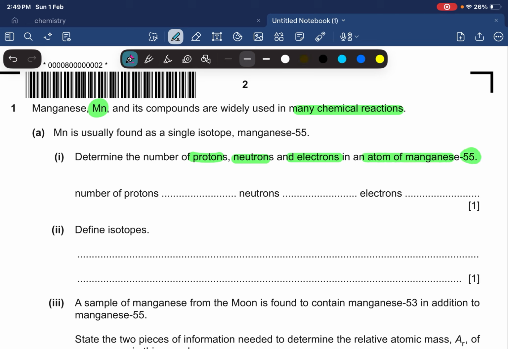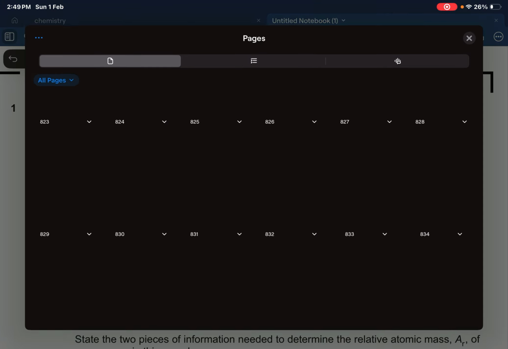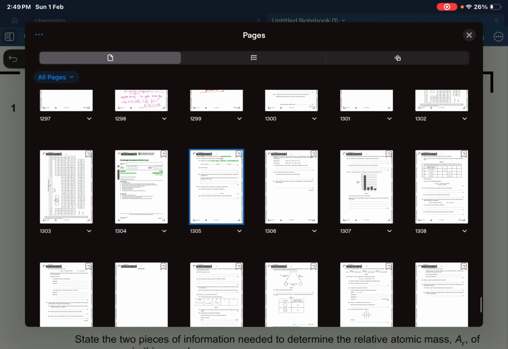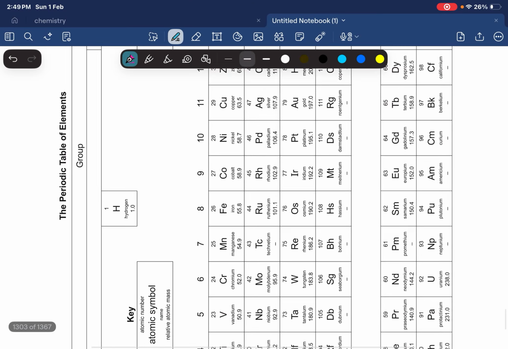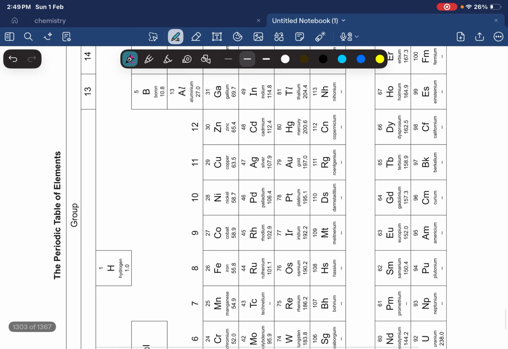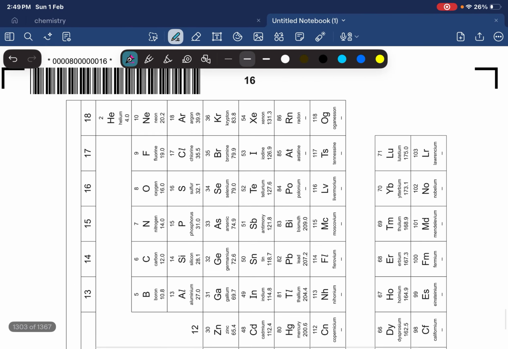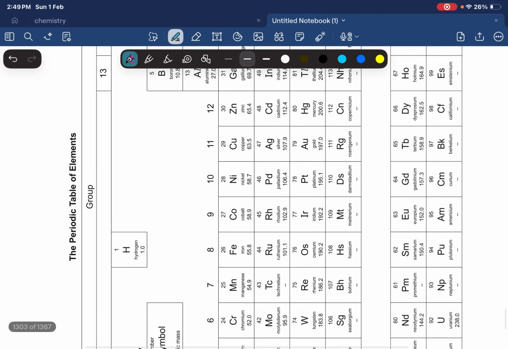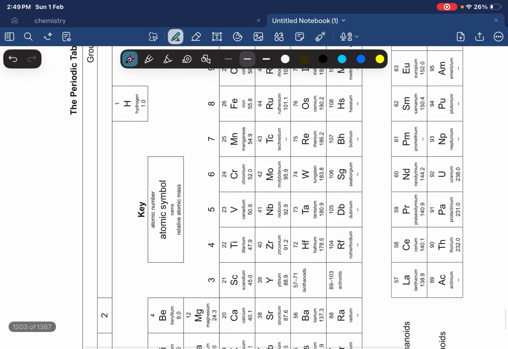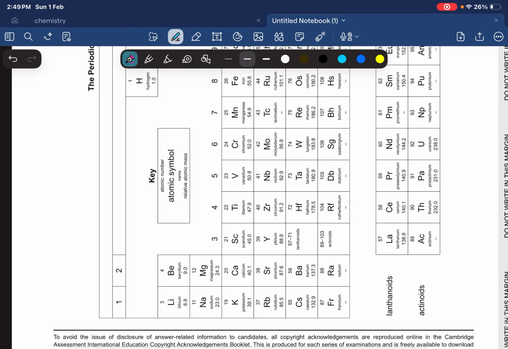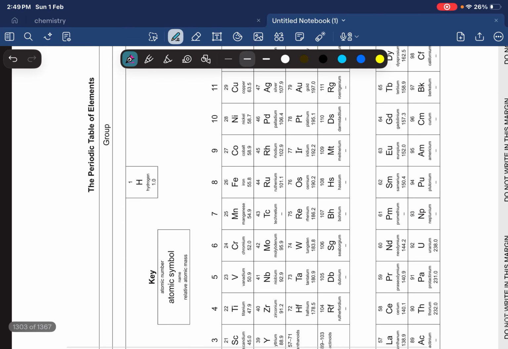So the number of protons is going to be determined from the periodic table. We got to go to the periodic table and check the number of protons. So where is Mn 55? 55 we're looking for, and we're looking for Mn. So we got to find it in the periodic table. So where is Mn? This is Mn. So over here it's written 25. So 25 is going to be the proton number.